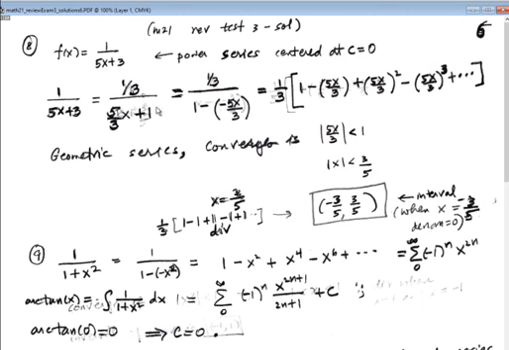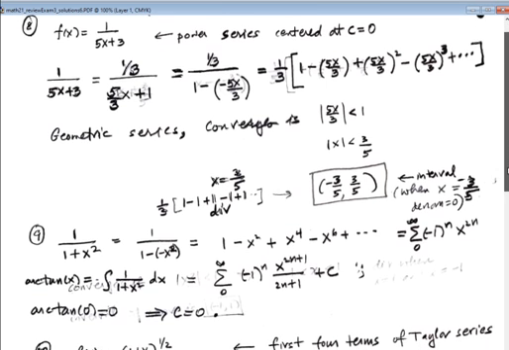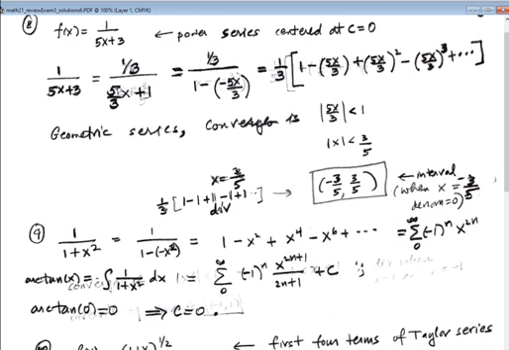And in any case, you could see if x is equal to minus 3 over 5, you get 0 in the denominator. If it's equal to plus 3 over 5, you get the series 1 minus 1, 1 minus 1, which diverges. So do not include the endpoints.